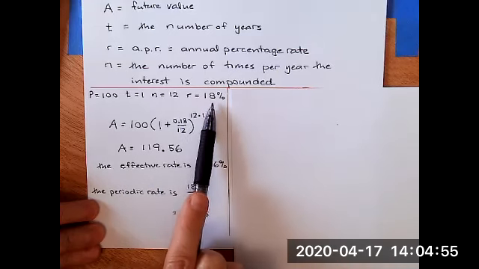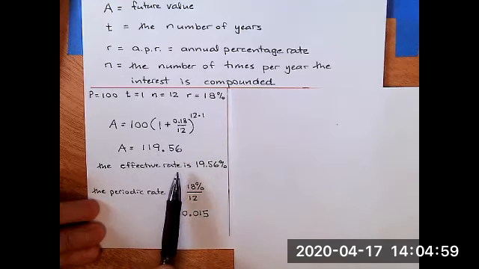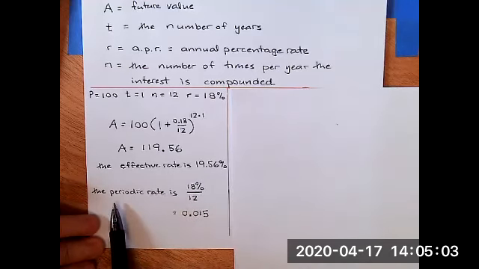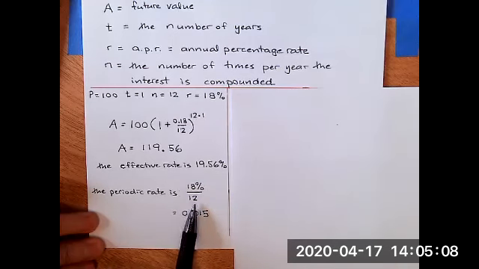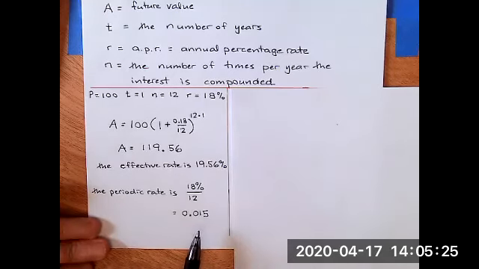So the annual percentage rate is 18%, but that's not the actual rate that you earn. And then just for your information, the periodic rate, that's 18% divided by 12. If you have a credit card, this is the way they display the periodic rate in the form of a decimal. So the decimal 0.015, which is 1.5%, is the periodic rate.